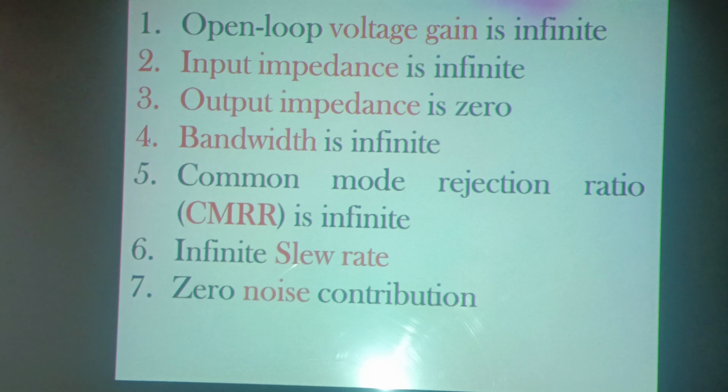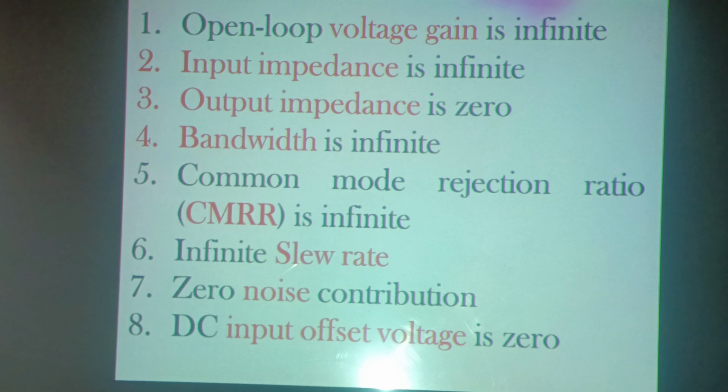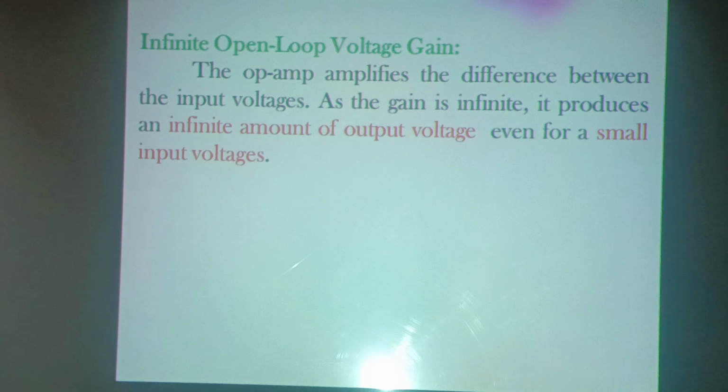Ideal op-amp has zero noise contribution. That means there is no noise contribution from the ideal op-amp. And the last parameter is, the DC input offset voltage for ideal op-amp is 0. These are all some of the parameters for ideal op-amp. Now let us discuss all the parameters in detail.